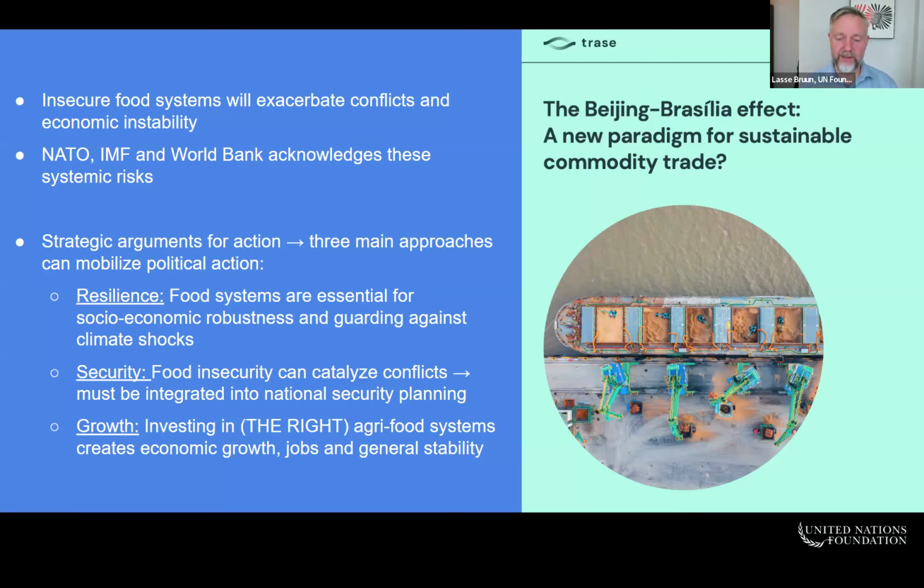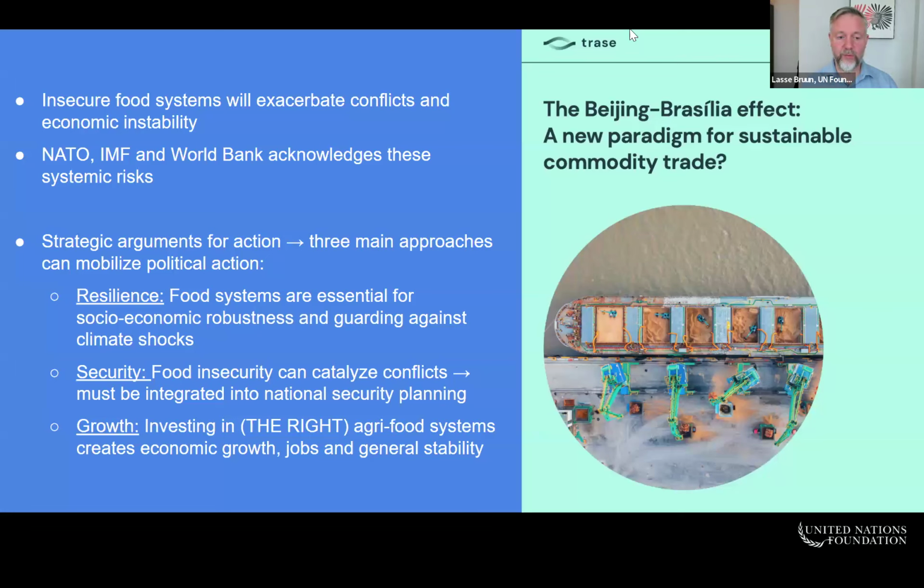And institutions such as NATO, the International Monetary Fund, and the World Bank acknowledge these systemic risks as well. So it's quite serious. And they find in this report there are 3 ways to address this and mobilize political action. One is to really focus on resilience, that food systems should be seen as being essential to socioeconomic robustness and guarding against climate shocks. Which means that when you do a security briefing for a country, when you talk about what we can do to make sure we're safe and self-resilient, it's not just focusing on issues of defense or border control. It is really focusing on food production. And we all know which way that should be going.